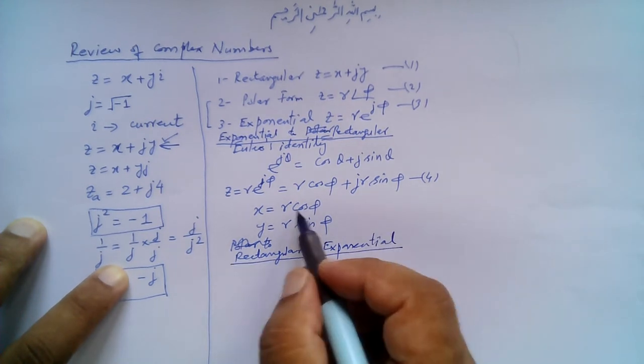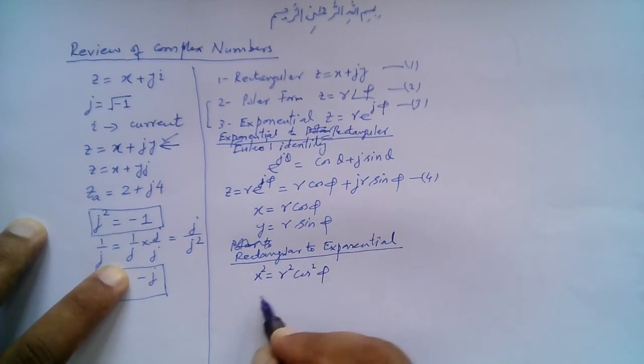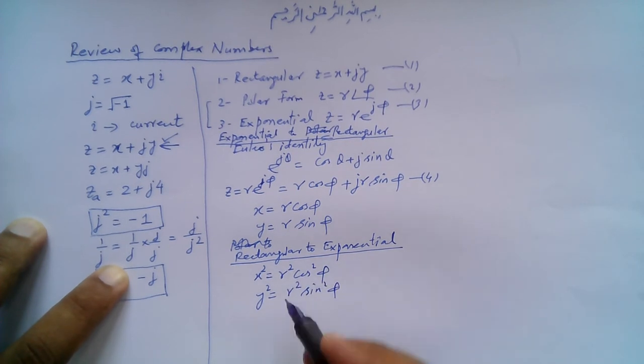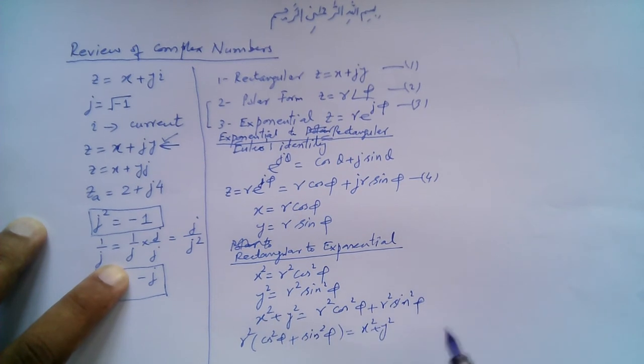If we take the square of both sides, then x square is equal to r square cos square phi, and y square is equal to r square sine square phi. So add both these equations. x square plus y square is equal to r square cos square phi plus r square sine square phi. We take r square common: r square into cos square phi plus sine square phi is equal to x square plus y square.